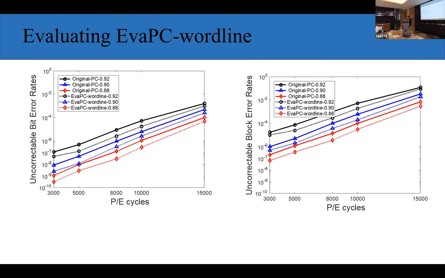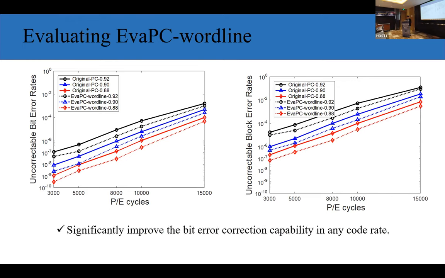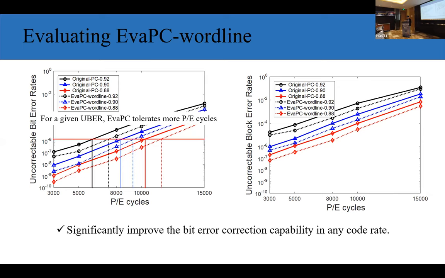This figure shows the uncorrectable bit and block error rate with increased P/E cycles in original PC and ERPC with different code weights. From the result, we have two observations. On one hand, the proposed ERPC can significantly improve the bit error correction capability in any code weight; specifically, for a given UBR, ERPC tolerates more P/E cycles.